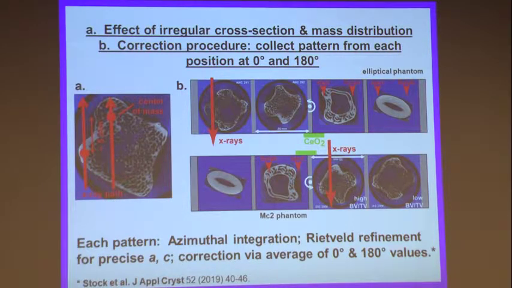What we do to correct for that is we collect the data at 0 degrees, and then we match it with the same pattern at the same position collected at 180 degrees. And then for each pattern we do azimuthal integration, Rietveld refinement for precise a and c. Now, these precise a and c are not accurate because of this offset effect. When we average via this correction method of 0 and 180 degree data collection, we can now make it accurate.